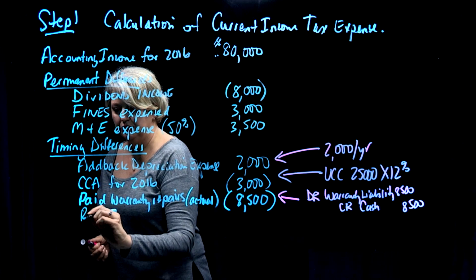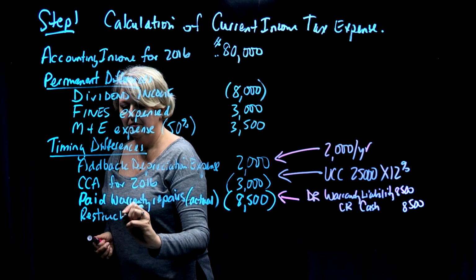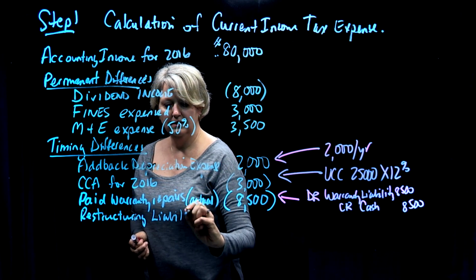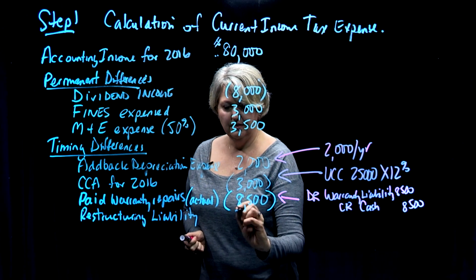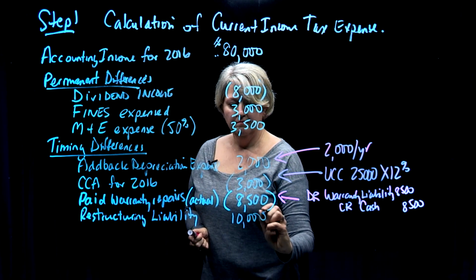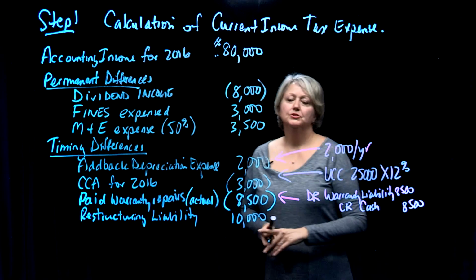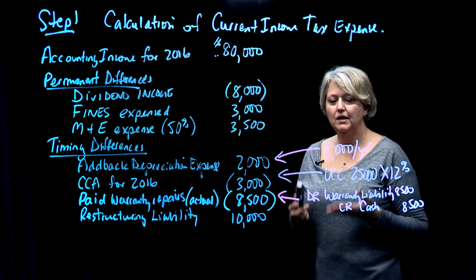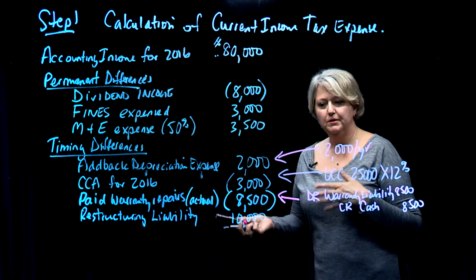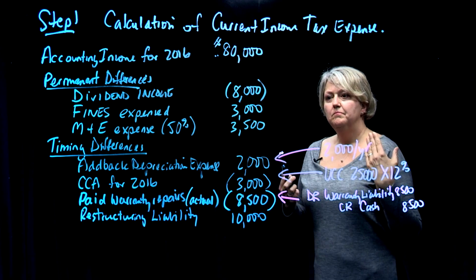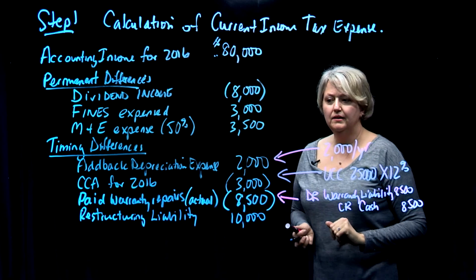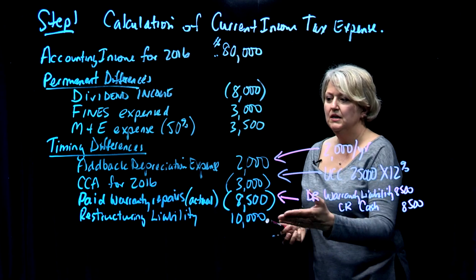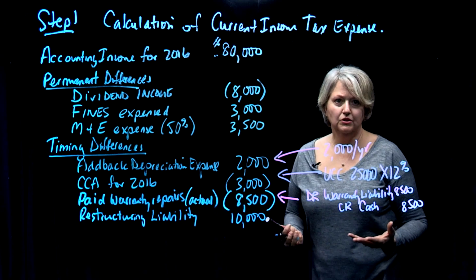Another item we had was our restructuring liability. This accrual that we made of $10,000. So that restructuring liability, why are we adding it back? We're adding it back because when we recorded this liability, we would have expensed it. So debit the expense, credit the liability. That expense is therefore in that net income calculation, but the tax laws say that you can't expense for tax purposes a liability that's just an accrual and hasn't actually been incurred.